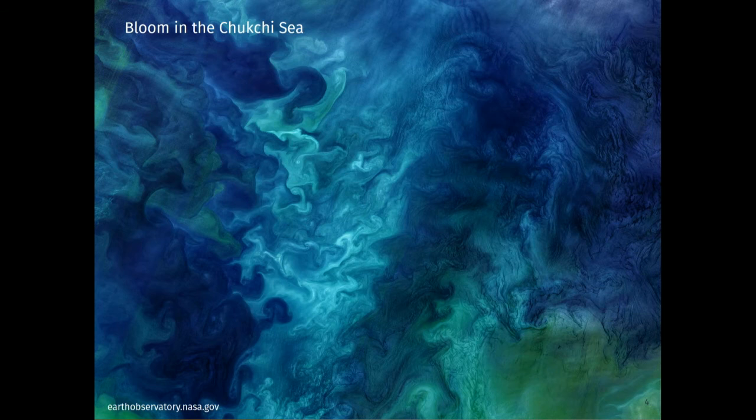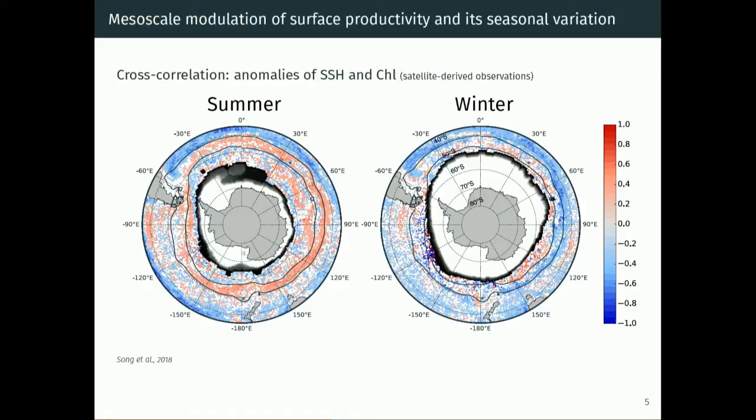in an image like this, which is from the Arctic, the Chukchi Sea, and we see the influence of mesoscale variability in stirring large-scale gradients of phytoplankton in the water column, as well as promoting or suppressing their growth due to mechanisms modulating vertical exchange.